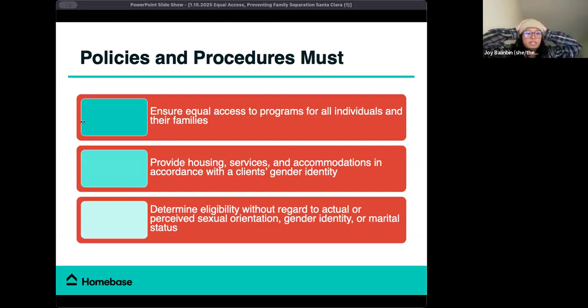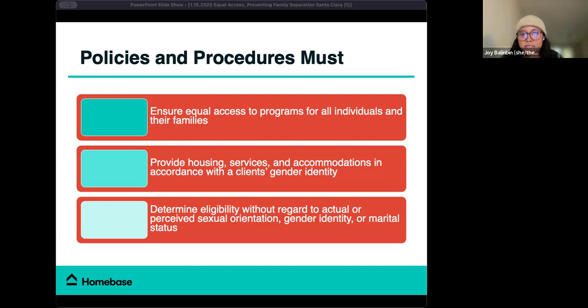Okay, so as we highlighted earlier, a big part of the equal access rule is being able to implement that as part of agency policies and procedures. So we want to make sure that these policies and procedures are ensuring equal access to programs for individuals and their families, providing housing services and accommodations in accordance with the client's gender identity, and we want to be able to determine eligibility without regards to actual or perceived sexual orientation, gender identity, or marital status. So definitely not excluding anyone intentionally or unintentionally based on these characteristics.